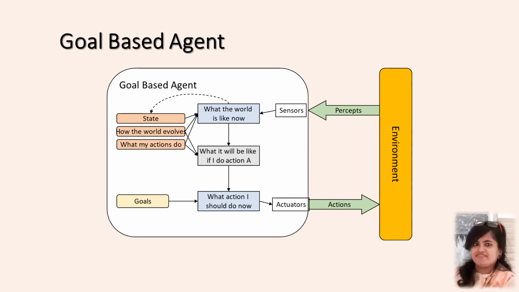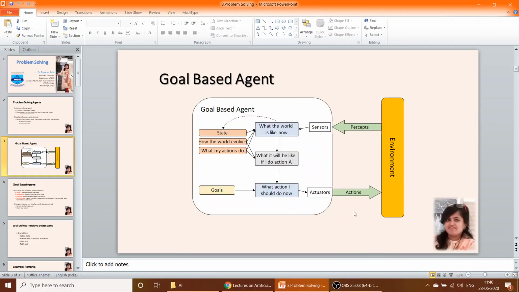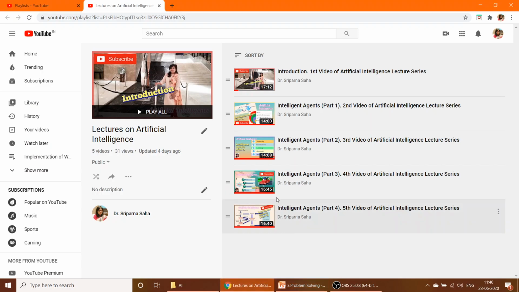So what is the architecture of a goal-based agent? This one. If you don't know the different types of agents and what it means for an agent to be a goal-based one, you must go through this particular lecture. This is part 4 and 5 of the AI lecture series, where we have talked about the different types of intelligent agents.